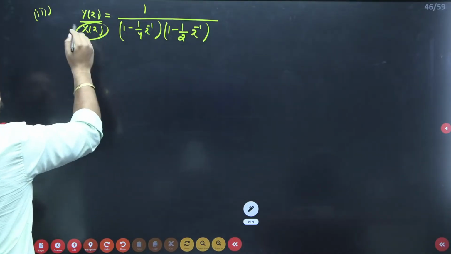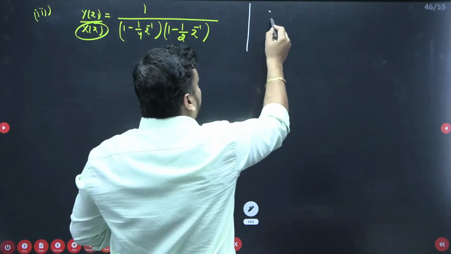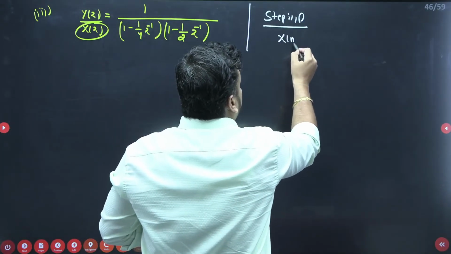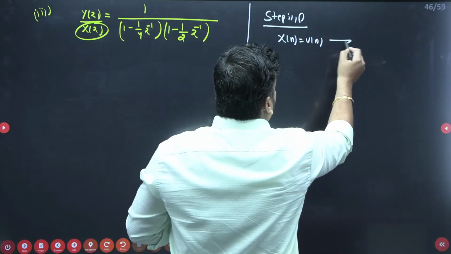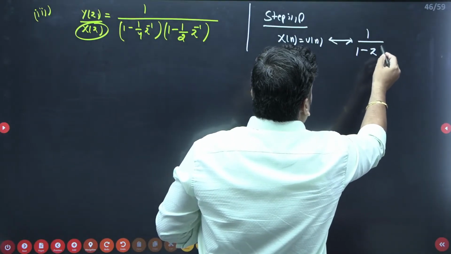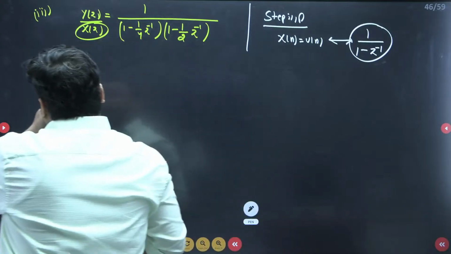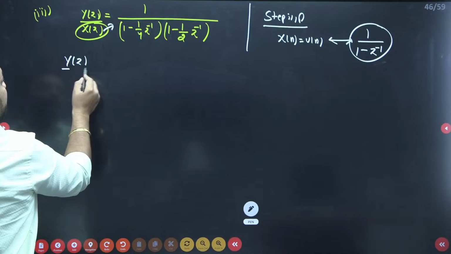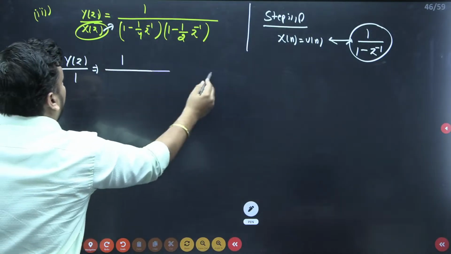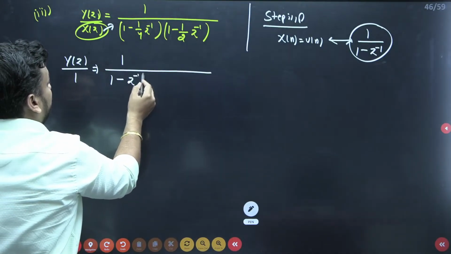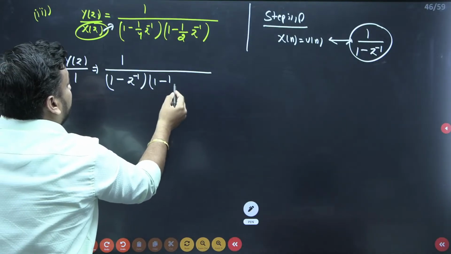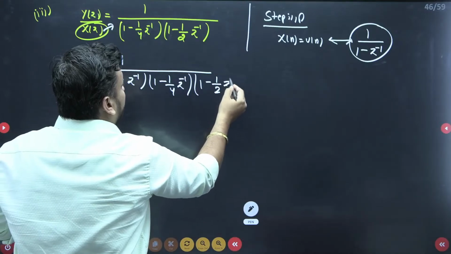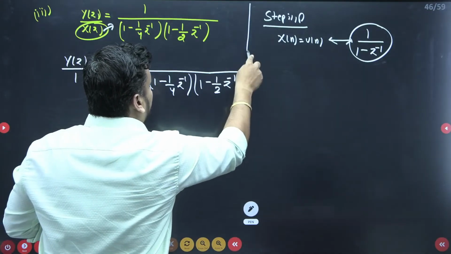And do you know this type of step response? Due to the step input, if x of n is u of n, then my Z transform is 1 upon 1 minus z inverse. So I should cross multiply with this X(z). So Y(z) upon 1 is 1 upon 1 minus z inverse, times 1 upon 1 minus 1/4 z inverse, times 1 upon 1 minus 1/2 z inverse.